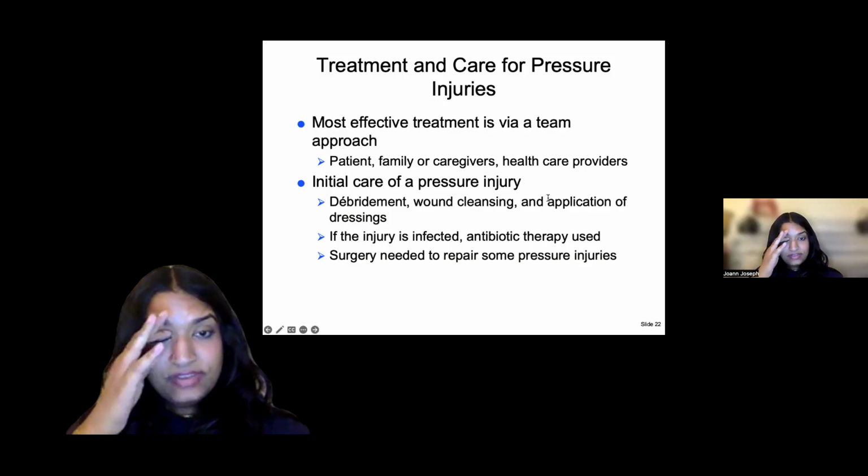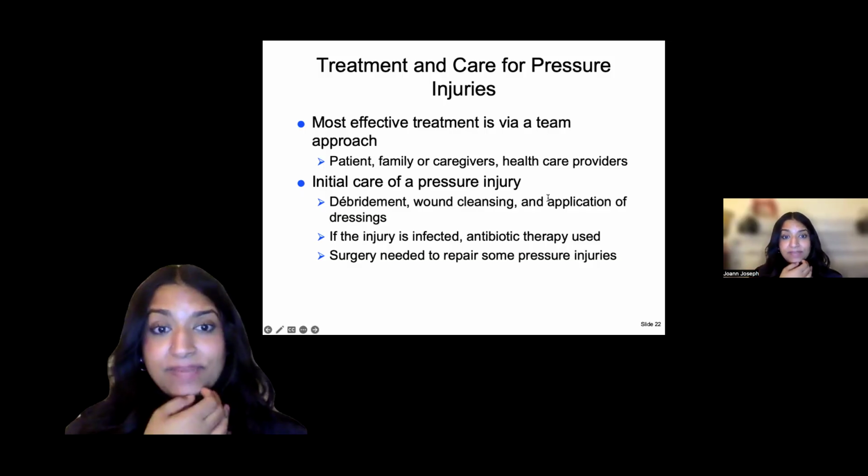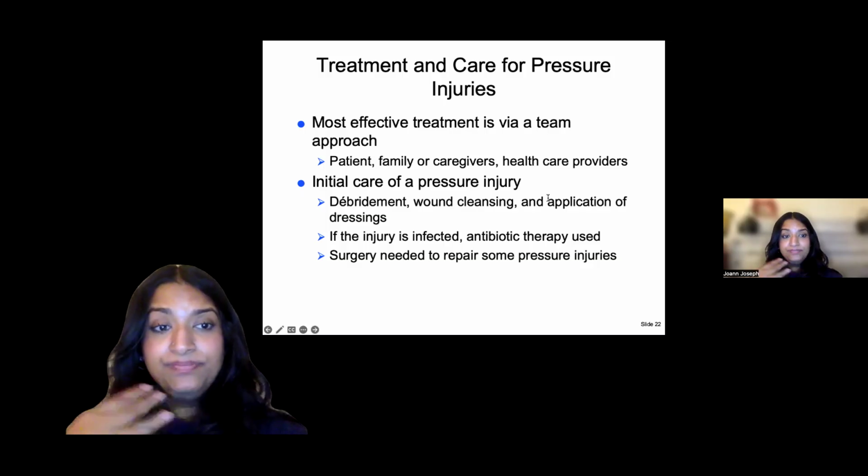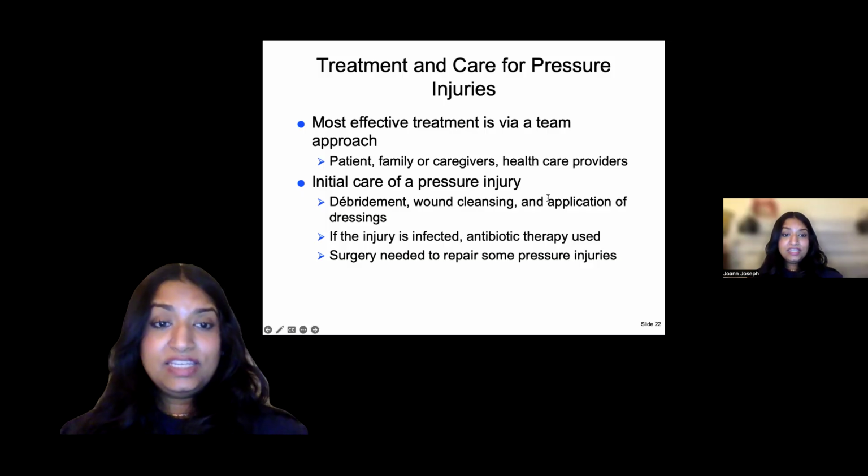If the injury is infected, of course, they will have an antibiotic therapy going for this patient. Surgery may be needed to repair some of these pressure injuries. So you should always tell your patient what their options are for treatment, and they should always be encouraged to be active.